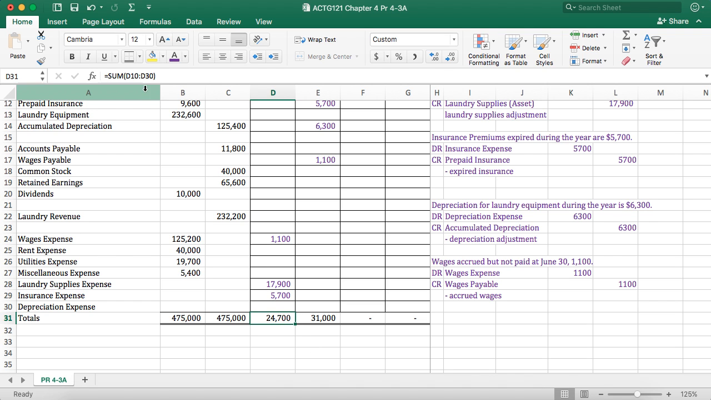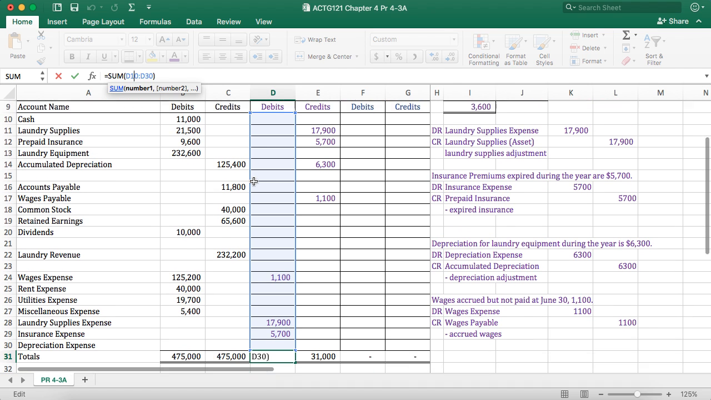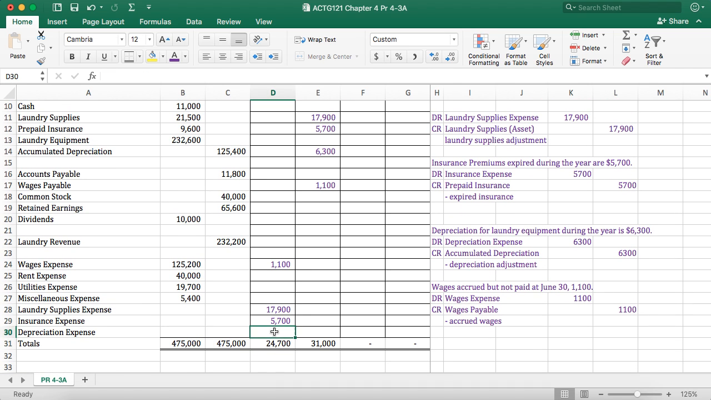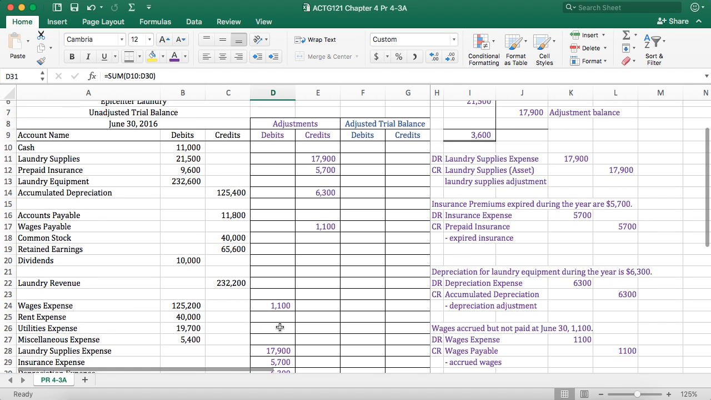And something is way wrong because this is not equaling. What happened? Oh, I see what happened. I missed somehow my depreciation expense number. There we go. So you can see I was able to find that error quickly because these two didn't add up. I always suggest use the spreadsheet. But here we go. We're done.